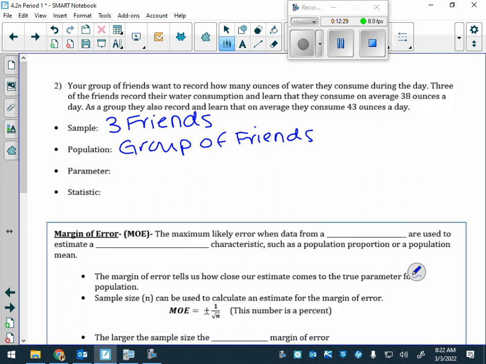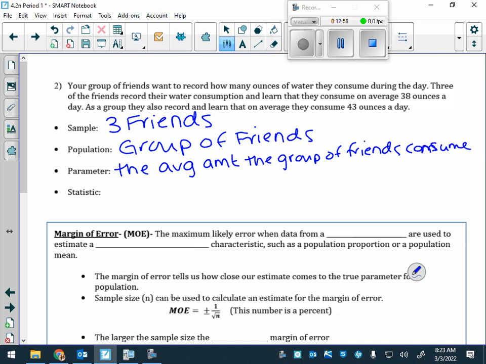So you would, nope, that's still the parameter. In this case, in number 2, and I'm glad you brought that up, this does give it to you, okay? So your wording was absolutely correct. Now we're just going to include the average amount the group, the friends, consume per day is 43 ounces. Okay, you could include obviously water. How about the statistic?